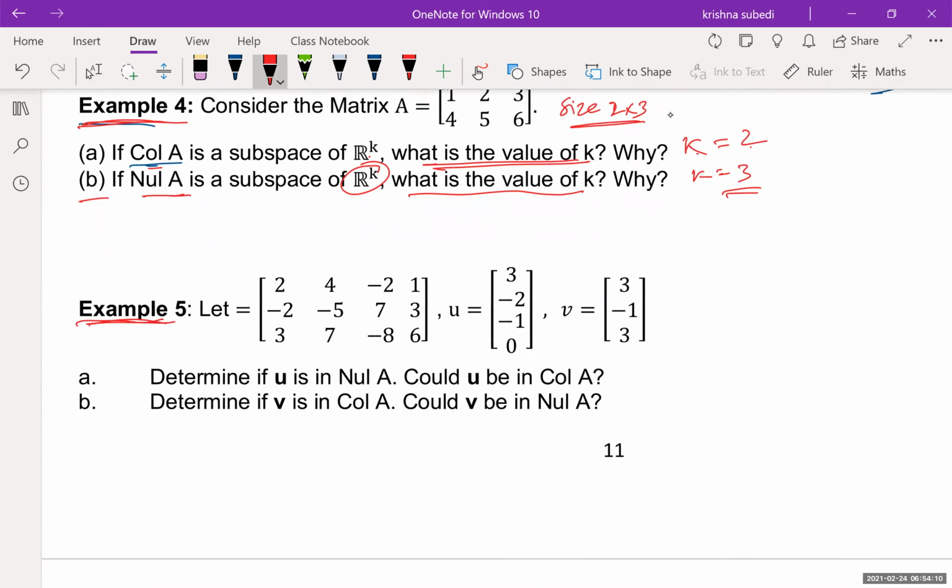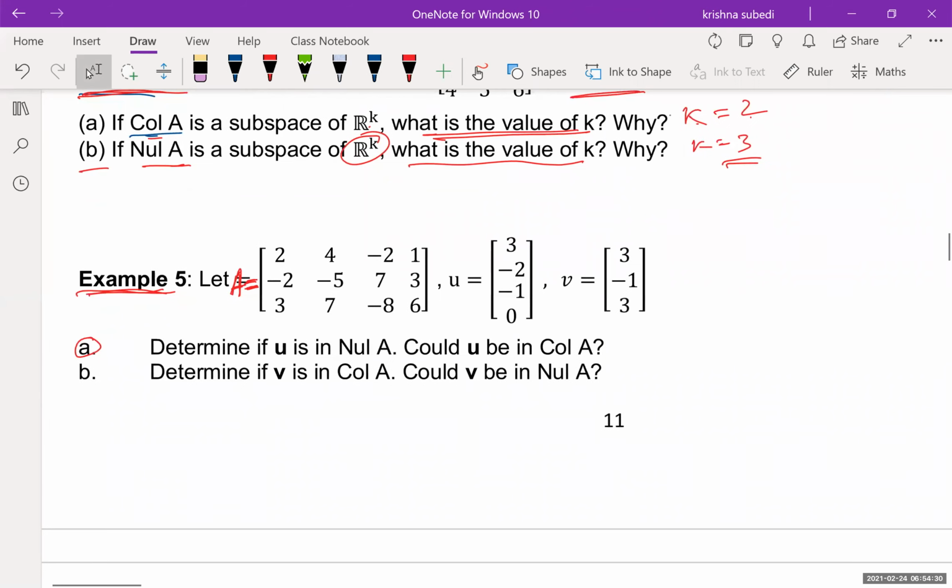Now let's look at example 5. We are given matrix A. I forgot to type in that A, so A is the given matrix. And there are two vectors given, u and v. In part A, we need to determine if u is in Null A. That's pretty simple. I think all of you know how to do it without any difficulty. Take a few minutes and try to answer both of these questions, and then we'll discuss afterwards, okay? Just a couple of minutes I'll give you to think.